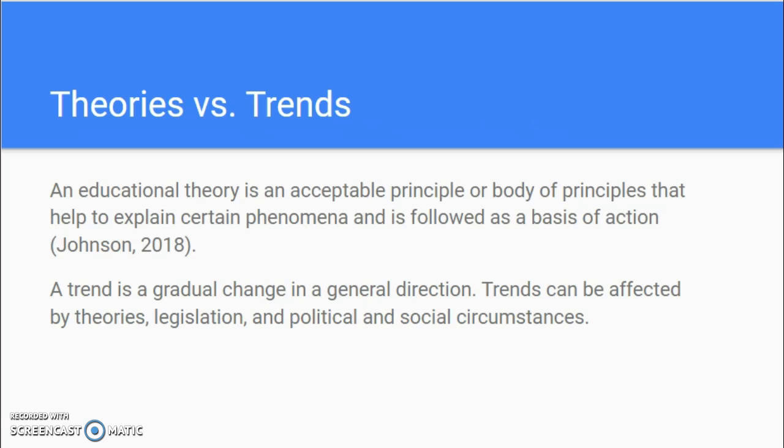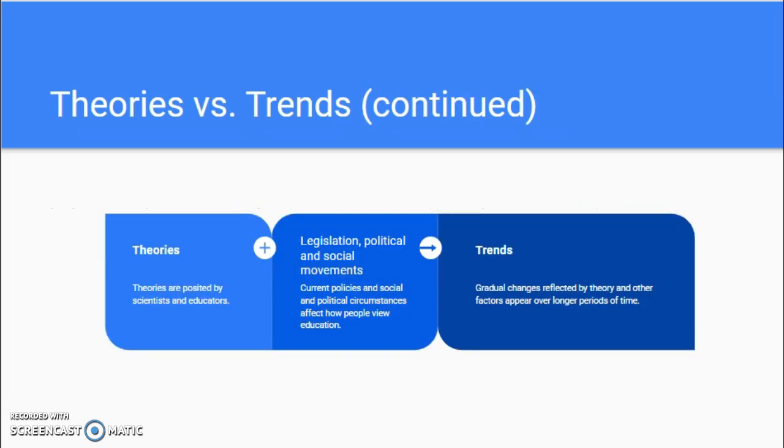A trend is a gradual change in a general direction. Trends can be affected by theories, legislation, and political and social circumstances. Trends oftentimes are subsets of theories, but as can be seen here, trends can be affected by theories, policies, and social and civil movements. For example, many of the trends used today are affected by policy regarding test taking. These policies have affected how teachers design their curricula and how they are to be evaluated.